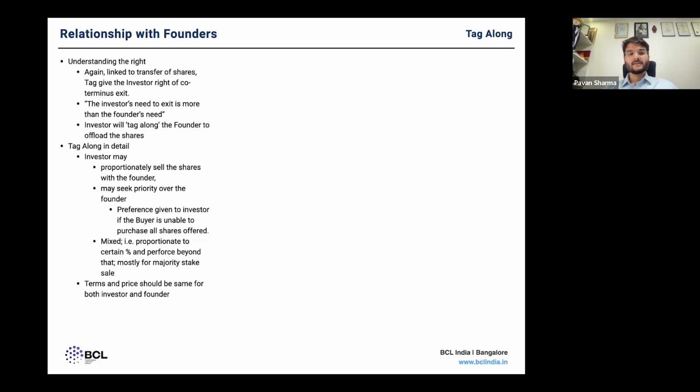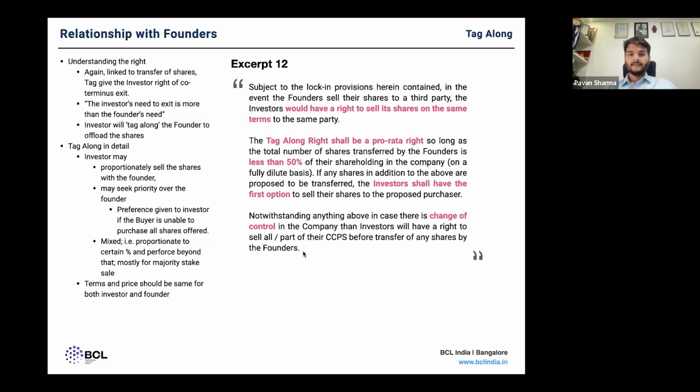Tag along has certain nuances. The tag along right may say that the investor may either proportionately sell shares along with the founder, in my example 10%, or the investor may seek priority over the founder. Meaning, if the third party wants to buy a limited number of shares, the third party will have to first buy my shares as the investor. And if there is any space left or any appetite left, then they can buy the founder's shares. So even there, naturally, the investor would want a better term than the founder.